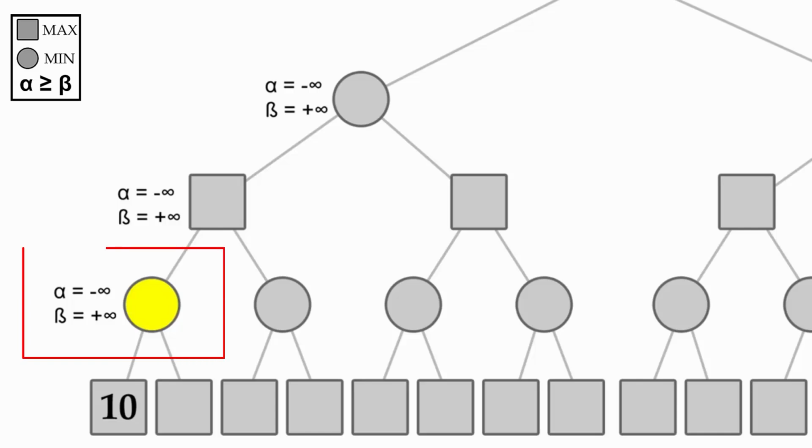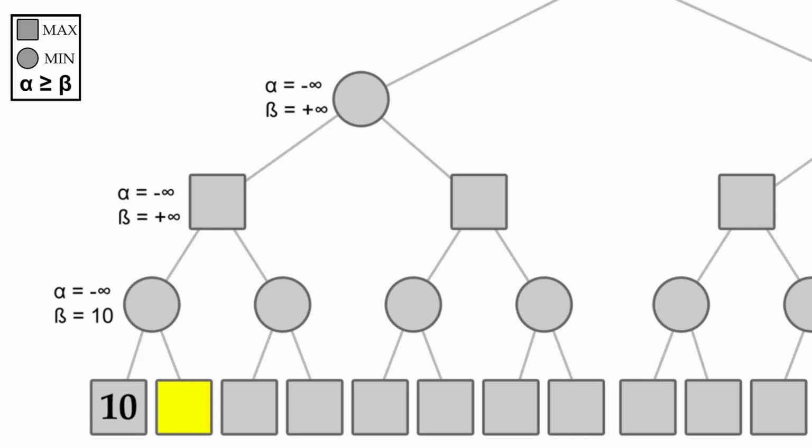Next we return to the parent min node and we set its beta value to 10 because we know that the value of this node must be 10 or less. Keep in mind that the min nodes, the circles, can only modify the beta values, and max nodes, the squares, can only modify the alpha values. Also, because alpha at this point is not greater than or equal to beta, we do not prune. So we continue to explore the next terminal node.